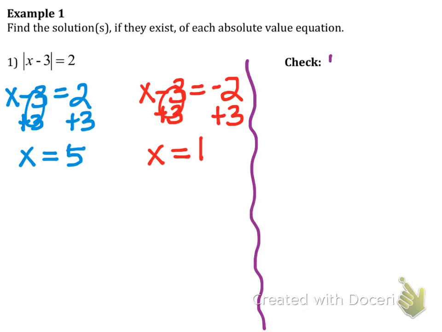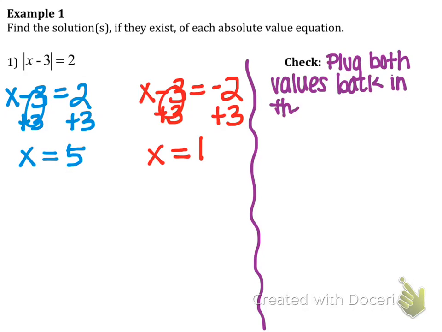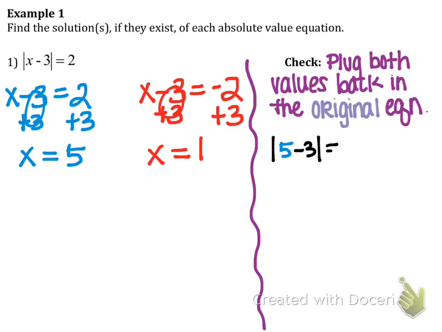So when you check a solution, you plug both solutions back into the original equation. So the original equation from the very beginning of the problem. So this right here, including the absolute value bars. So let's do the first one. Plugging in 5 for x in the absolute value of x minus 3 equals positive 2.